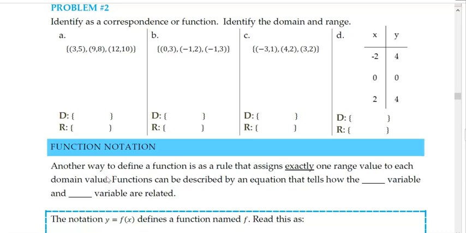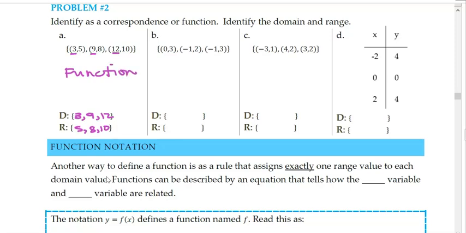So here we've got some correspondence below, but we're also going to identify the domain and range on these. So if we look at this correspondence, we are saying, okay, our domain has the numbers. Those are the x values. So 3, 9, 12. Those are all in the set of our domain. And then our y values are the range, so that would be 5, 8, and 10. And since none of those x values repeated themselves, this is a function.